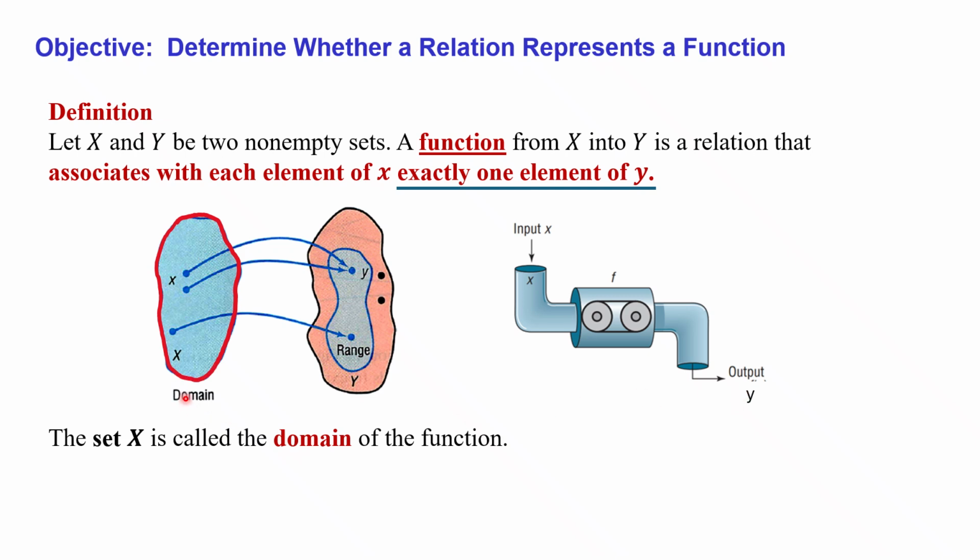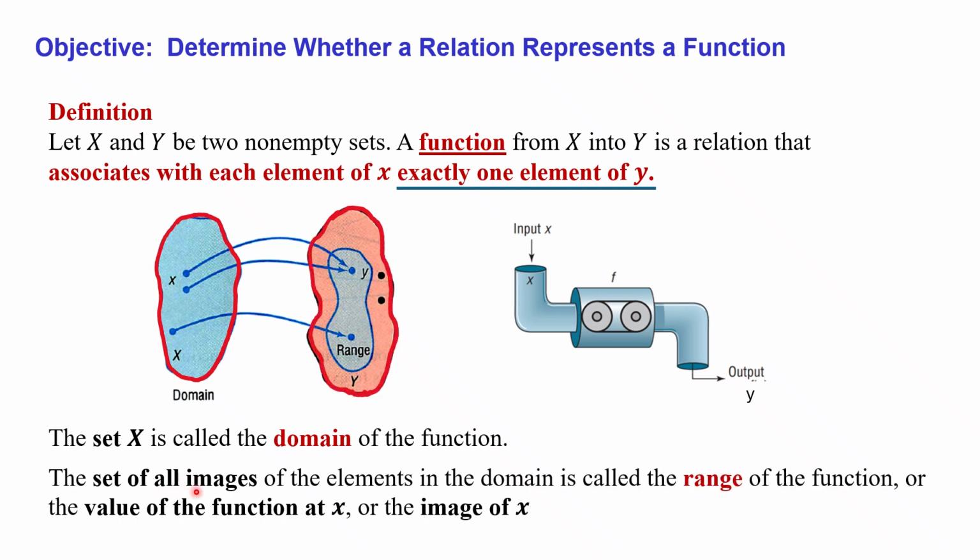All the elements in the set X are called the domain of the function, and all the elements in the set Y are called the set of all images, which is also called the range of the function. It is also represented as the value of the function at x, or the image of x.